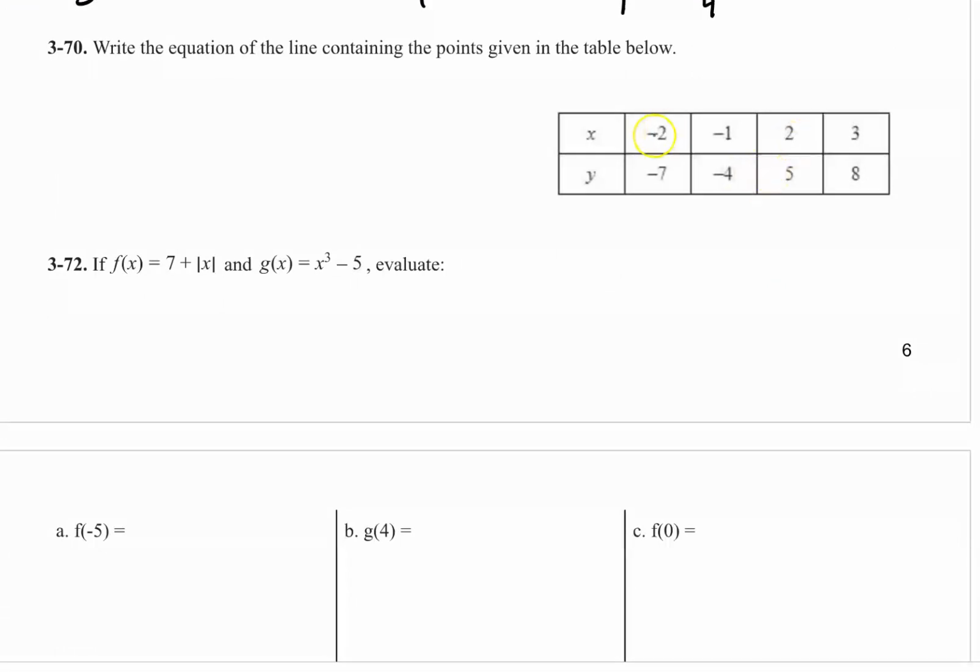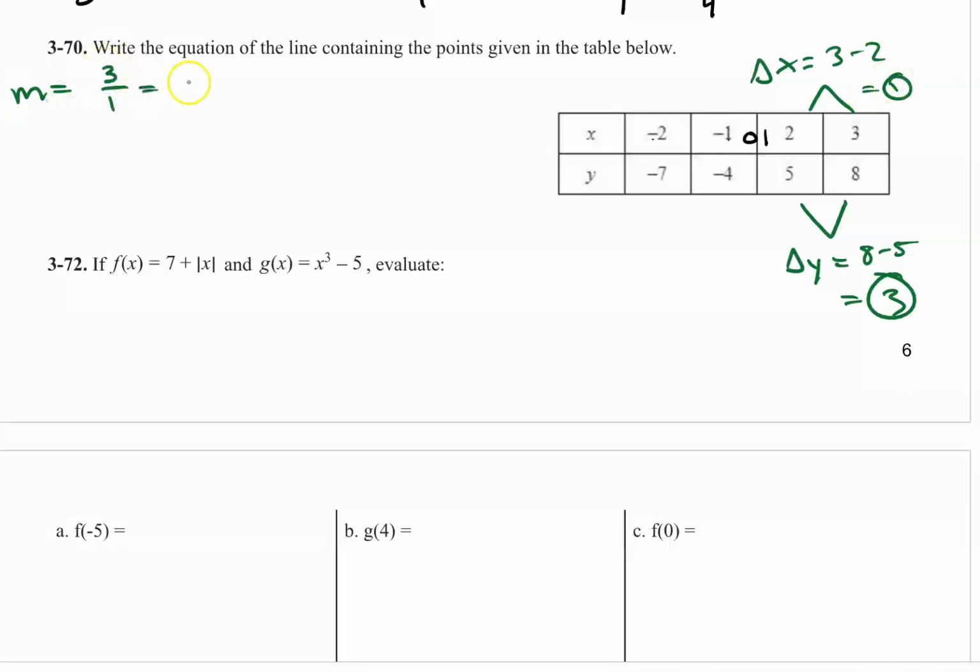Okay, we're missing some info. It goes -2, -1. We're missing 0 and 1. Then it goes up to 2 and 3. Well, let's use these points to find the slope. The change in y is equal to, subtract them and you get 3. And then the change in x is, let's subtract them and you get 1. So the slope, m, equals the change in y divided by the change in x, which is just 3. Alright, so when x is 1, this should be 2, right? Because it's going up by 3.